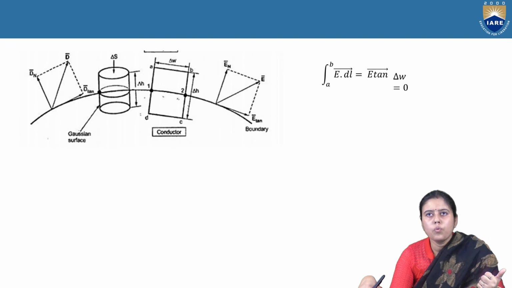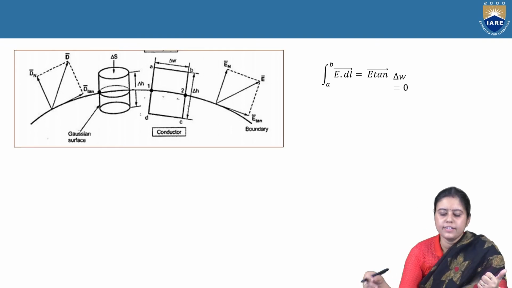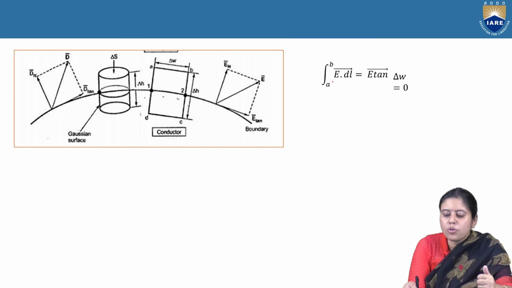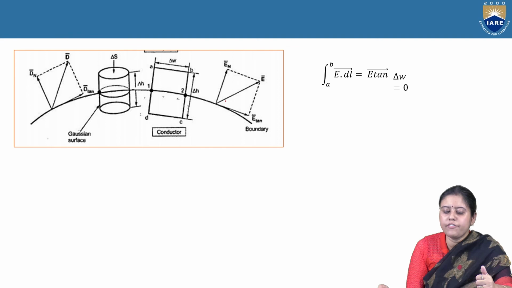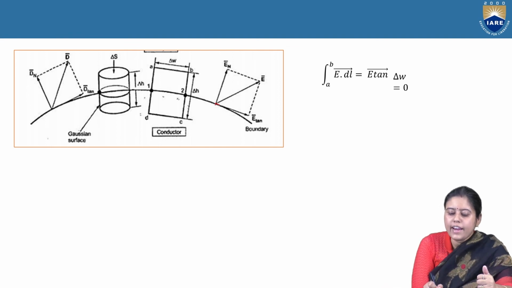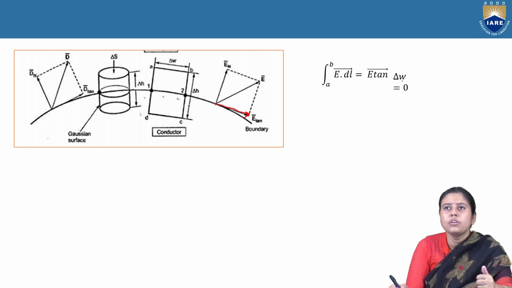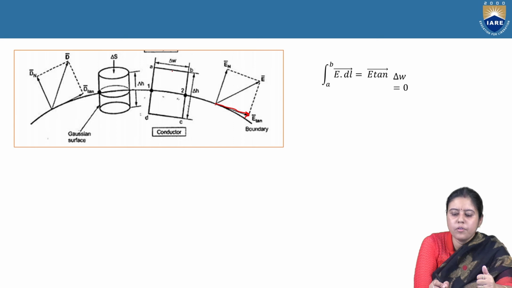Now already we got the equation. From there we can write, I will write here. So what is E dot dl? It is the tangential component, as we already told in the previous slide. So E dot dl means E tan into delta W. Why? You can see the width is given as delta W.